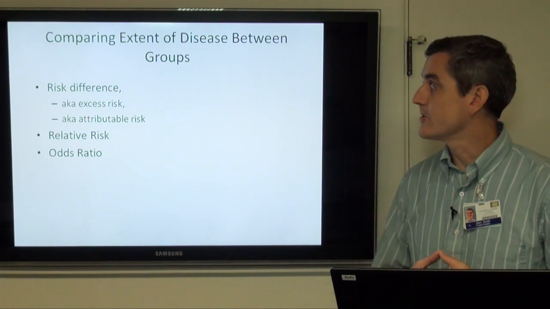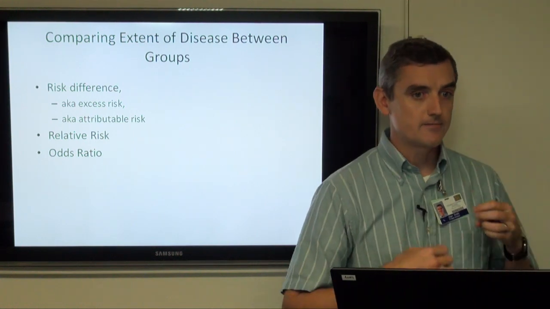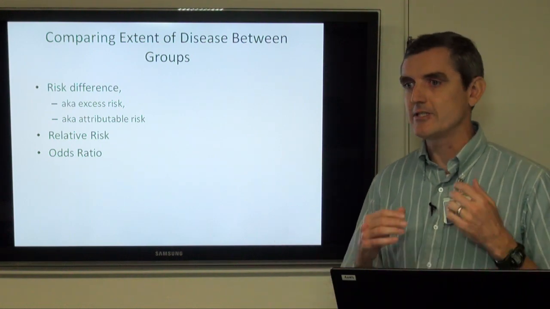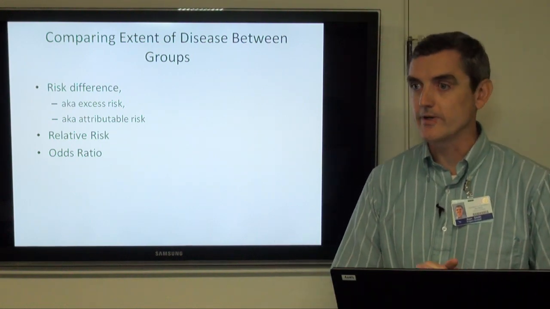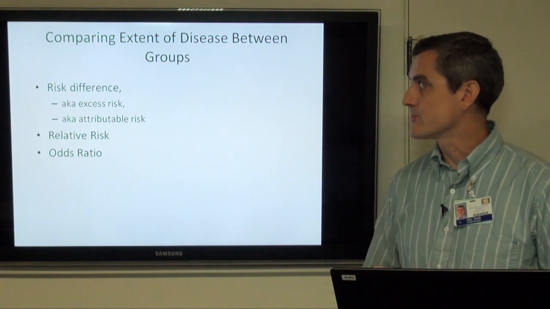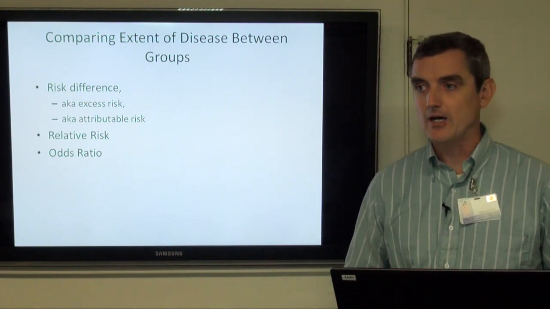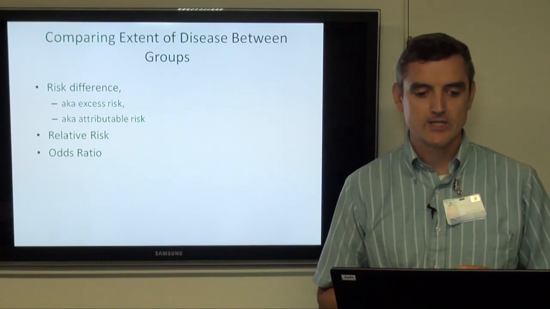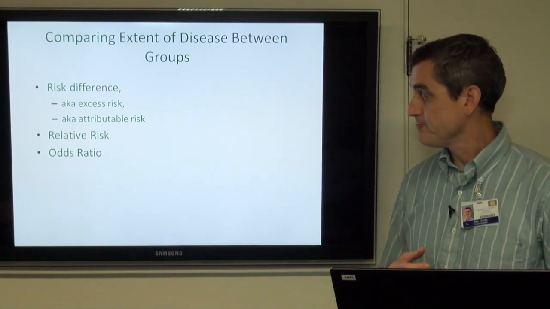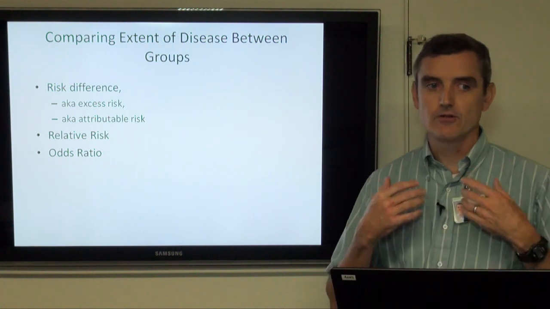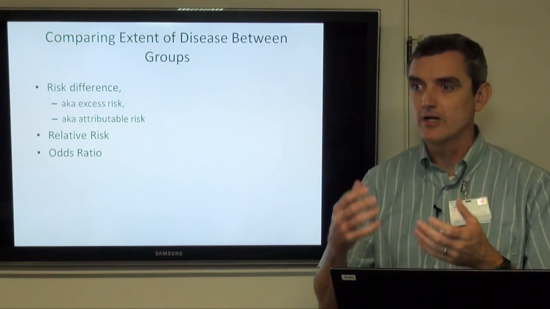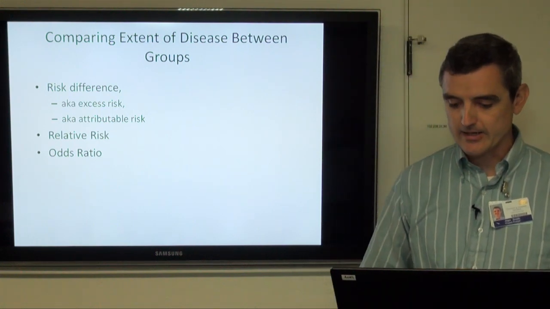Now, that's all well and good, but often we need to compare two different groups with each other. Then there are essentially two ways to do that. We can subtract or we can divide. When we subtract, that's called the risk difference, and there's a couple different names for that. We can think of it as the excess risk or attributable risk. Or we can actually look at relative risks or odds ratio if we want to see proportionally how much higher is one group than the other.